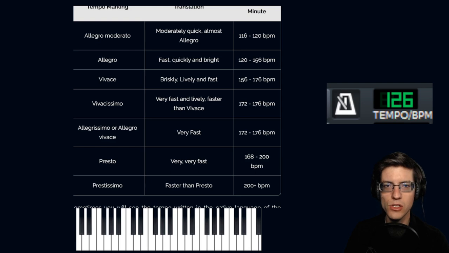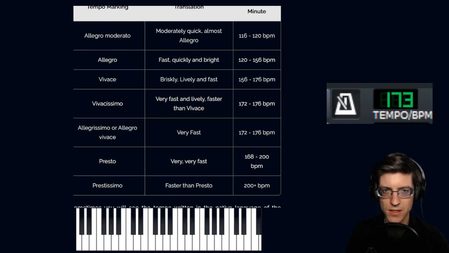And then allegro starts at 120 and goes up to 156. So this is about the slow end of allegro. And then we move up to 156. There we go. Good. Still a little too loud. There we go. And then vivace starts at 156 and goes to 176. So that's vivace, and then vivacissimo, and this is just very fast and lively, faster than vivace.